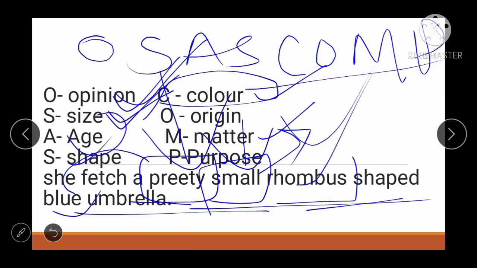All right, then matter: wooden, leather, we will write in matter. Okay, then purpose, for which purpose, right, we will write the purpose of that sentence too. So in this manner we form the adjective sentence. If you write see, fetch, small, pretty, it would be wrong. This is really very important and it will come in your brain if you revise it again and again.